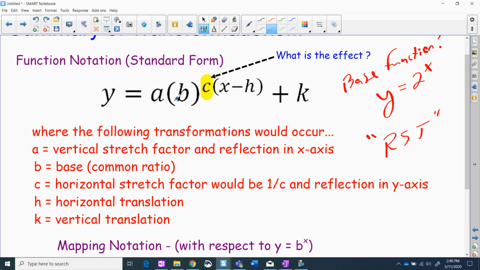b is your base ratio, your common ratio, they'll sometimes call it. c is a horizontal stretch factor. Now this is up in the exponent. We'll see this when you see a numeric example in a moment. But when you go to identify your horizontal stretch factor, it's the number in front of the x. It also controls whether there's a reflection across the y-axis. If that had been a negative, then this graph would flip side to side.